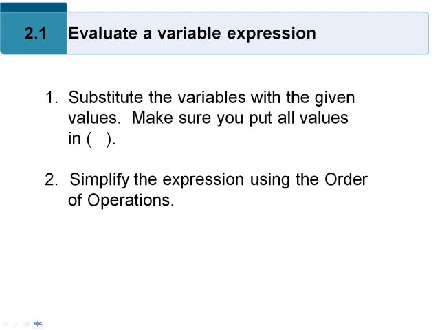So what you have to do here is you're going to substitute your variables. We're going to give you values. We're going to say, okay, A is 2, B is negative 3. Wherever you see an A, you plug in a 2. Wherever you see a B, you plug in a negative 3. And whenever you put those in, make sure you put them in parentheses, okay? Then it's just an expression that you'll use the order of operations to simplify.